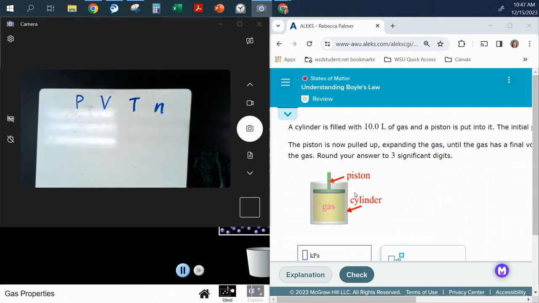The pressure, that's the number of collisions. Temperature is the speed, basically the speed of the particles. V is the space, the volume, the space that the molecules have to move. This is also called the volume. Okay, and then N is the number of particles.